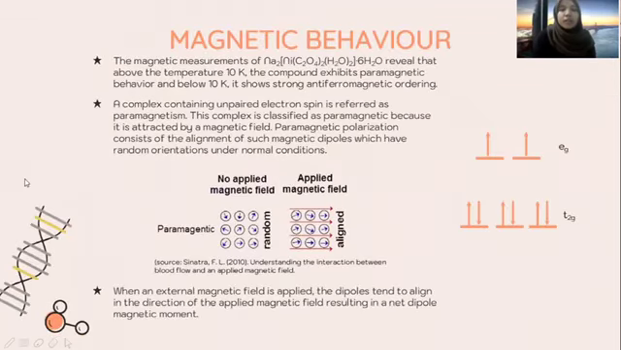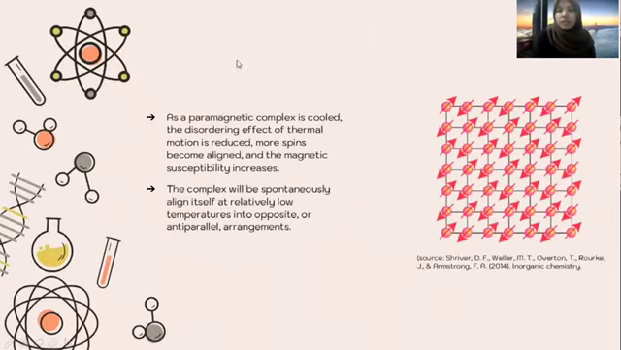For the magnetic behavior, this complex exhibits paramagnetism above a temperature of 10 Kelvin, and below this temperature, it shows strong antiferromagnetic ordering. As you can see from this picture, this complex will spontaneously align itself at relatively low temperature into an opposite or anti-parallel arrangement, which is known as antiferromagnetic.